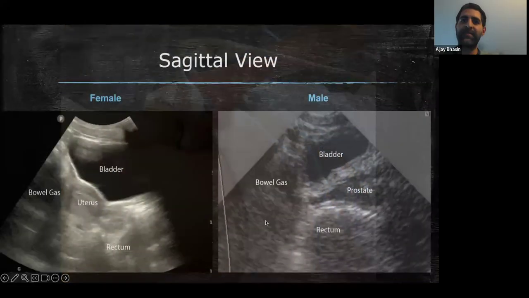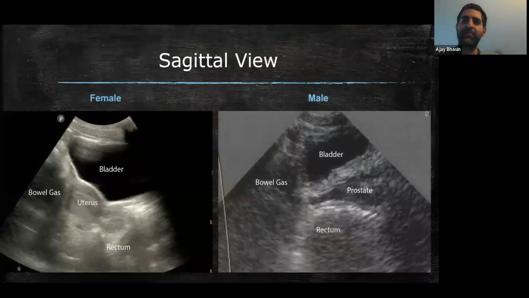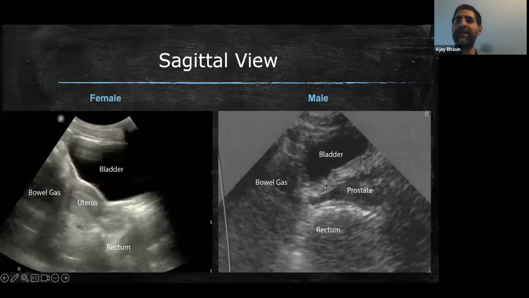Next slide. So in the sagittal view, which is what the previous image was demonstrating, you will see the bladder on top. And then we've split this into male and female anatomy because there are different components we've been looking for. So the bladder is on top in both images, but on the left side, you see bowel gas, and then the uterus just to the right of the bowel gas, and the rectum just distal and right to the uterus. On the right-hand side, you see essentially the same thing, but instead of the uterus, you now have the prostate. And in this image, it's backwards if you are paying attention because the prostate and rectum are on the right-hand side of the image.